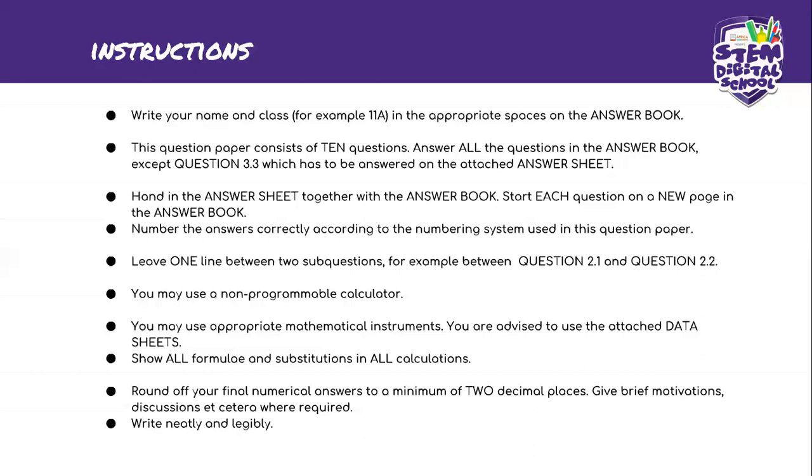We do not have a data sheet here, but I believe in you guys that you understand your formulas and you know where to get them. Show all your formulas and substitutions in all your calculations. Round off your final numerical answers to a minimum of 2 decimal places, and give brief motivation in your discussions where it is required. For example, for vectors, you need to write your magnitude and direction. Make sure you write neatly and legibly.